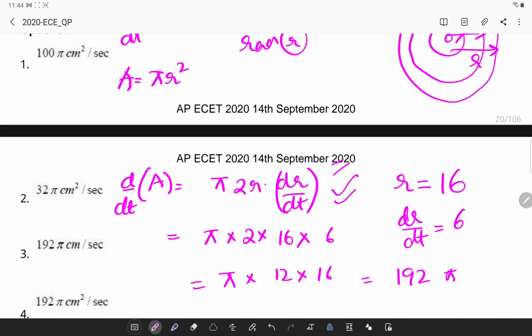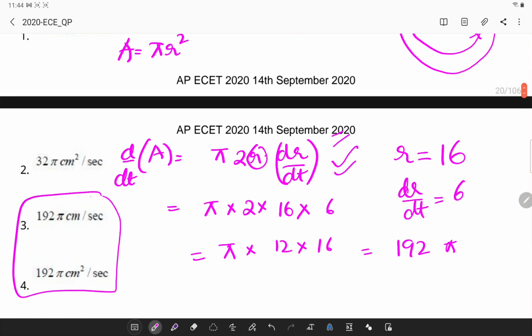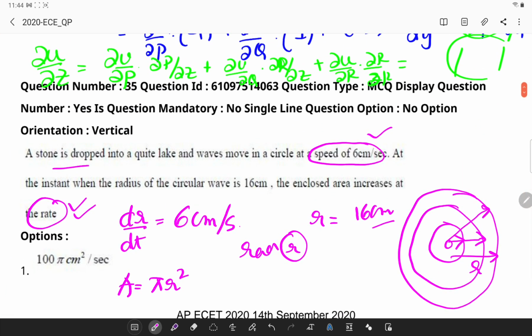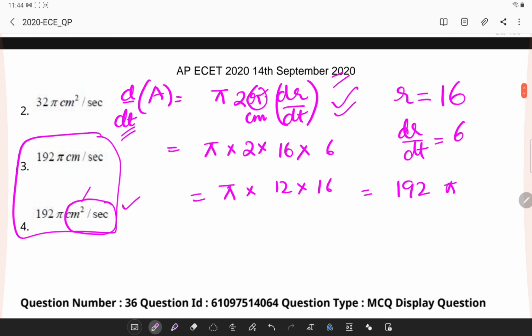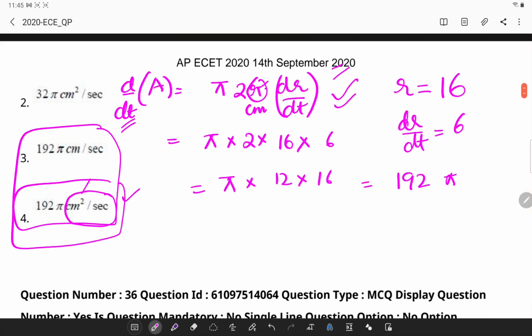Now here, you have two answers with the same value. However, see the units. Here r is in centimeters, and dr by dt is given in the question as 6 centimeters per second. So I'll pick this as my answer.